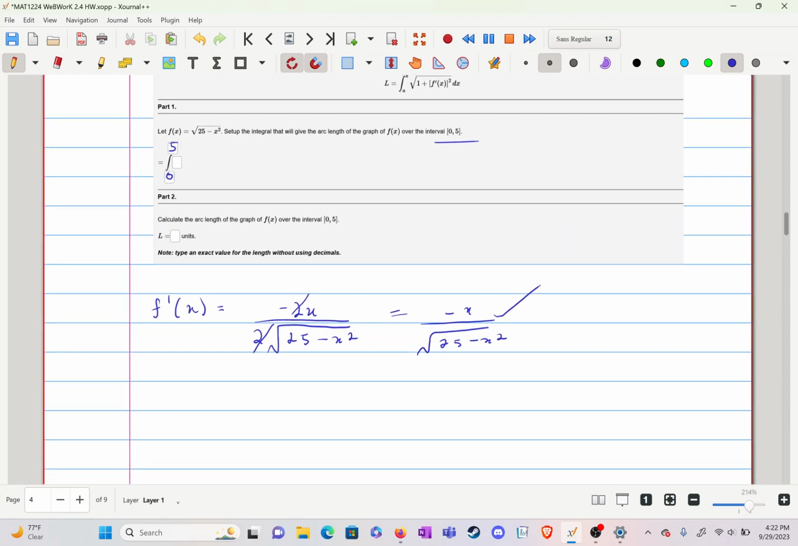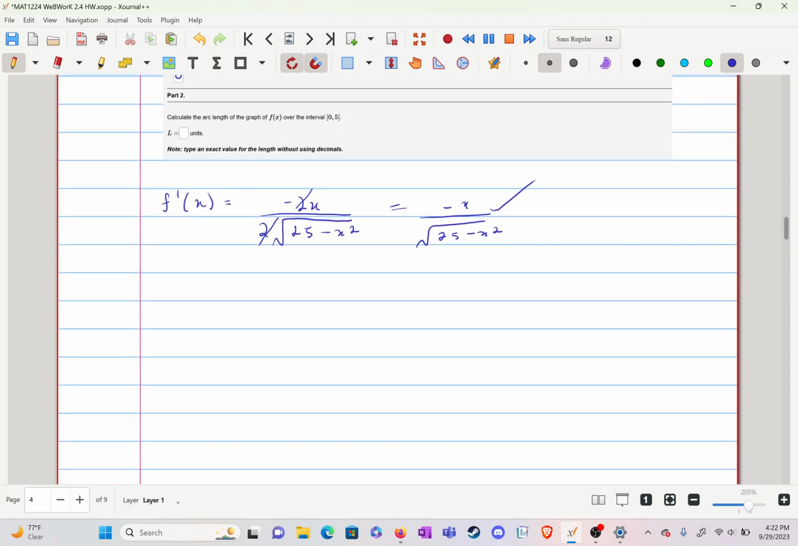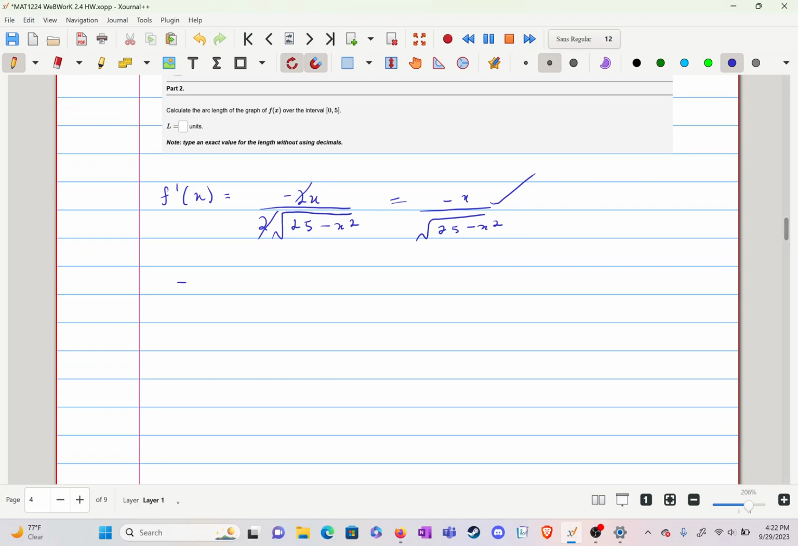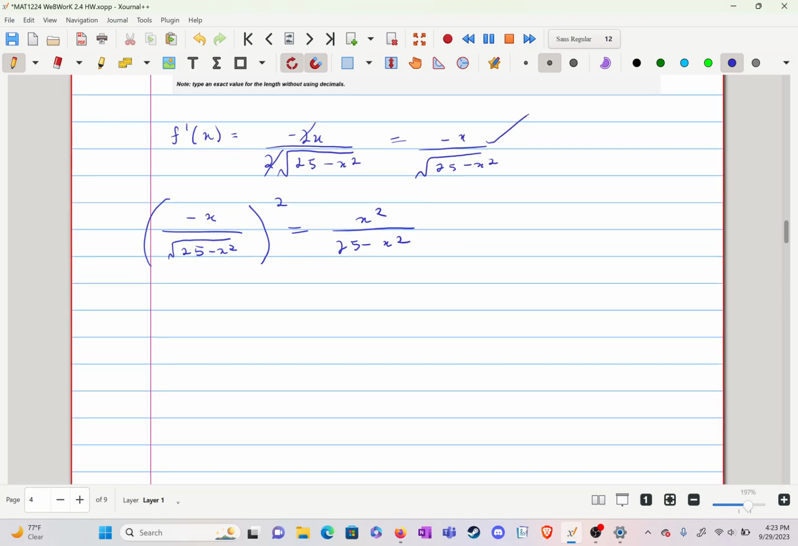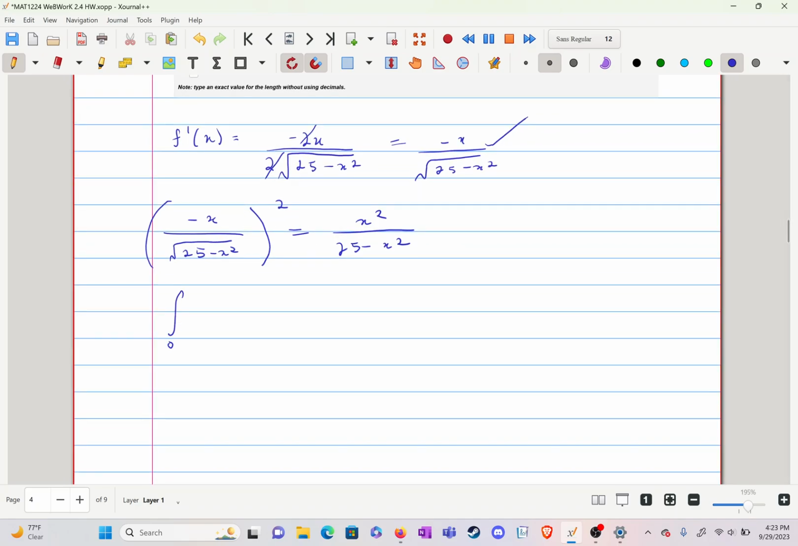And now we are left with squaring it. So let's do that next. Negative x over square root of 25 minus x squared. Squaring that gives us a positive x squared over 25 minus x squared. Now we can easily put this into our integral. Integral from 0 to 5, square root of 1 plus this expression.